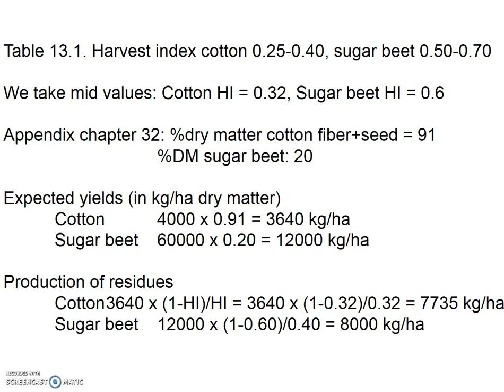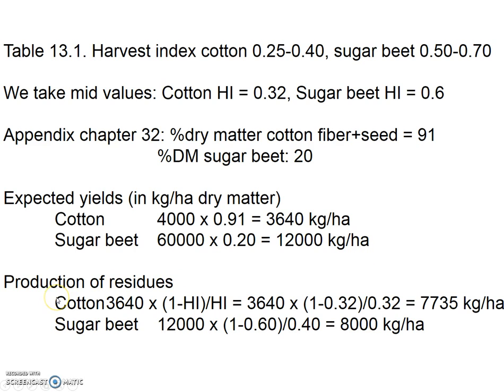Therefore, we can now calculate the expected yields in terms of dry matter. For cotton, multiplying 4 tons by 0.91, which is the fraction of dry matter, we come up with 3640 kilograms per hectare of dry matter yield of cotton. For sugar beet, multiplying 60 tons by 0.2, we come up with 12 tons of dry matter of sugar beet roots per hectare.